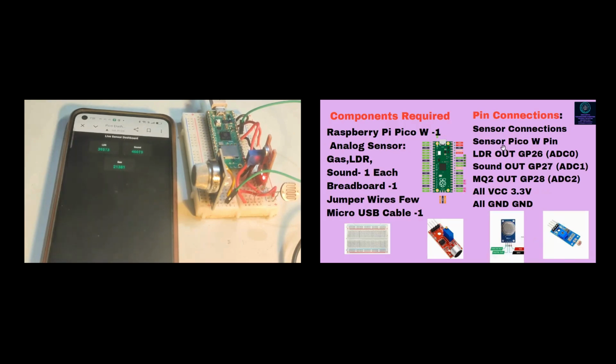So how the connections are given, you can see here: the LDR is connected to GP26, that is ADC0. The sound sensor is connected to GP27, that is ADC1. And MQ2, I have used MQ135 here, is connected to GP28. All three are ADC connections, that is analog connections. And to all of them commonly I have given 3.3 volts supply. I can give 5 volts also, but please remember when you use a Raspberry Pi Pico board, it will work fine with 3.3 volts. If you use 5 volts, then you have to connect pull-down resistors and so on.